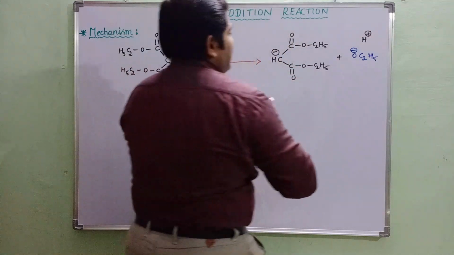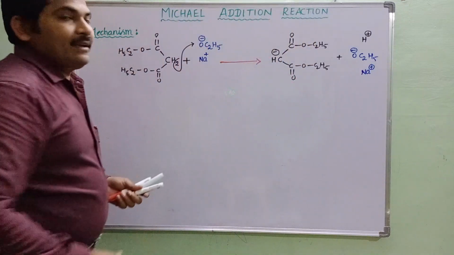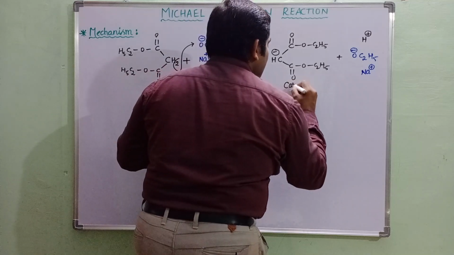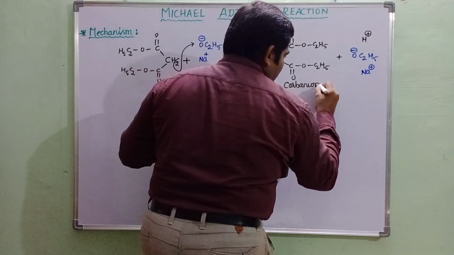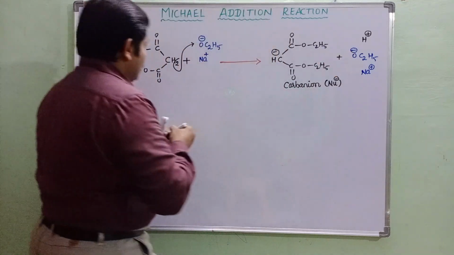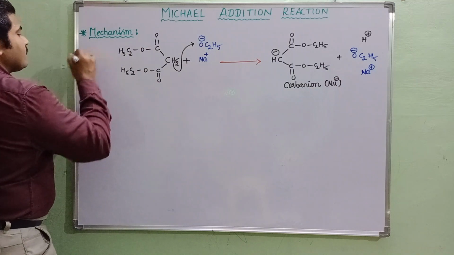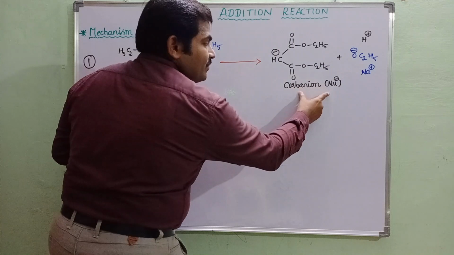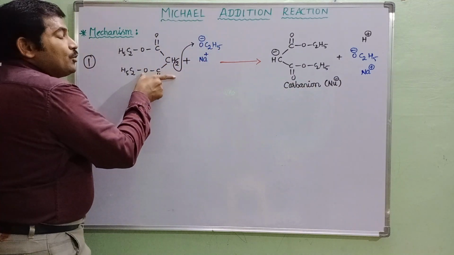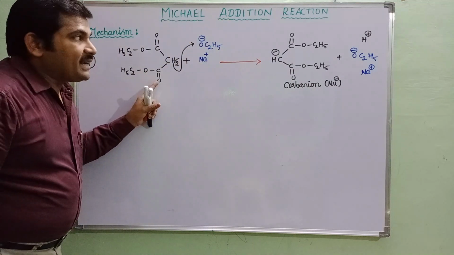And also in the reaction medium itself, you can see the sodium ions. Okay, so what is this? Carbanion, which acts as a nucleophile. So what is step 1? Formation of a nucleophile or carbanion from the active methylene group containing compound.